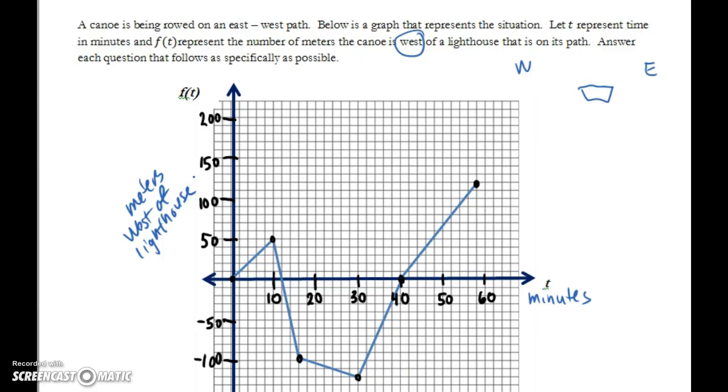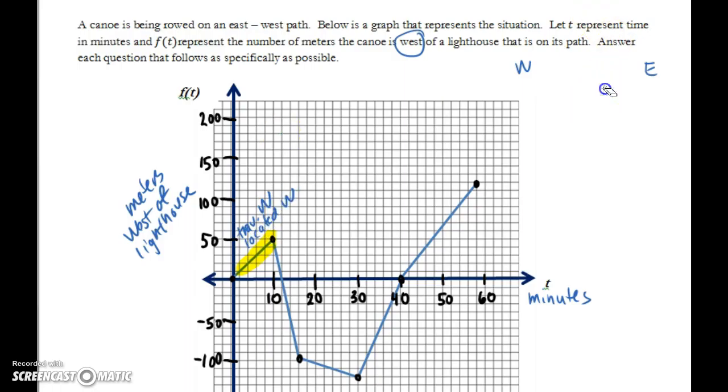One of the first things you want to do when you see a table, or a graph rather, is to label the axes and then think about what each piece of the graph means. So in this yellow portion, what's happening in our graph? Well, it looks like the canoe is starting at 0, which means at 0 minutes it's 0 meters west of the lighthouse. And then it's traveling more and more west because the meters west of the lighthouse is increasing. And so it's going west, traveling west, and it's located west of the lighthouse.